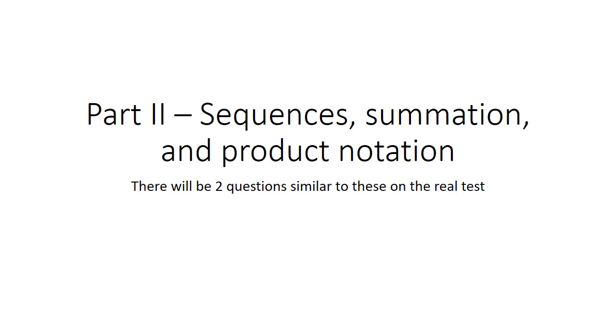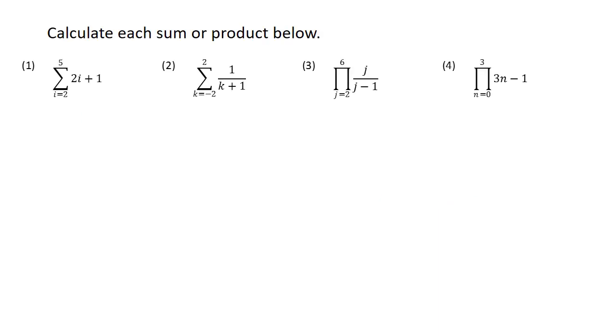Okay, let's look at part 2, sequences, summation, and product notation, and there'll be 2 questions similar to these on the real test. We're going to calculate the sums and products. You just have to remember how the notation works. For number 1, we're doing the sum from i equals 2 to i equals 5 of the formula 2i plus 1. All you're doing is plugging in the values i equals 2, i equals 3, i equals 4, and then finally i equals 5 to that formula, and then adding it all up.